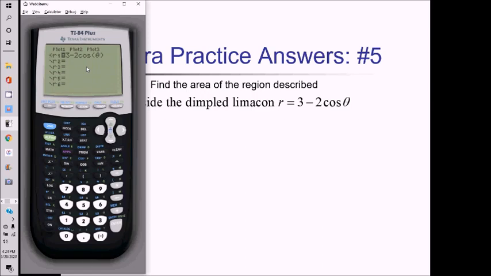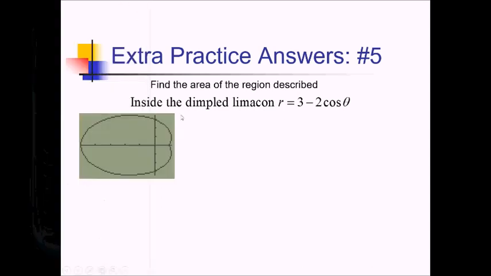Now I've got my window set from 0 to 2 pi. Let me do zoom 0 and see what this thing looks like. So we're starting over here, and this is probably pi, and there's 2 pi. My ball's not going around again, so we go from 0 all the way to 2 pi, and things are pretty much as they appear in terms of different angles giving you different places on the graph. Okay, so we've got our dimpled limacon.